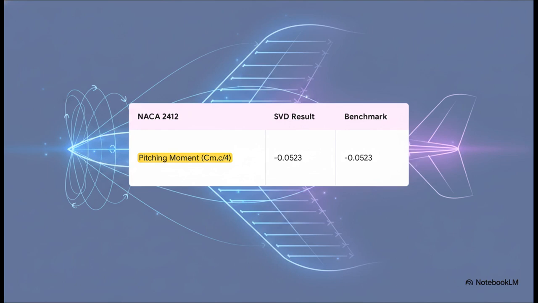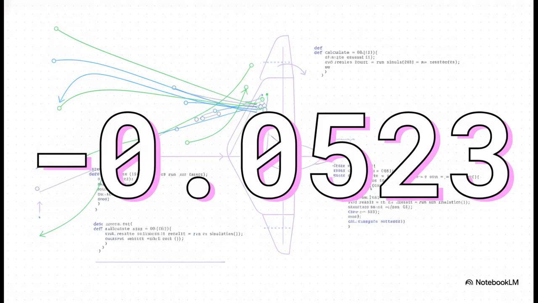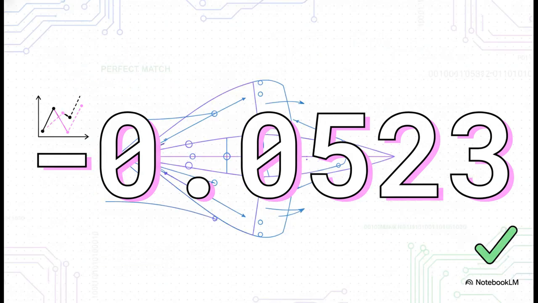Okay, first up, let's look at the pitching moment for the NACA 2412. This is that natural twisting force on the wing, whether it wants to pitch its nose up or down. We're looking at it at a very specific spot, the quarter chord. Our SVD model spit out a number, -0.0523. So, how does that stack up against the historical data? Well, the official benchmark value is exactly the same, -0.0523. A perfect match all the way out to 4 decimal places. This gives us a ton of confidence that we've built this thing correctly.